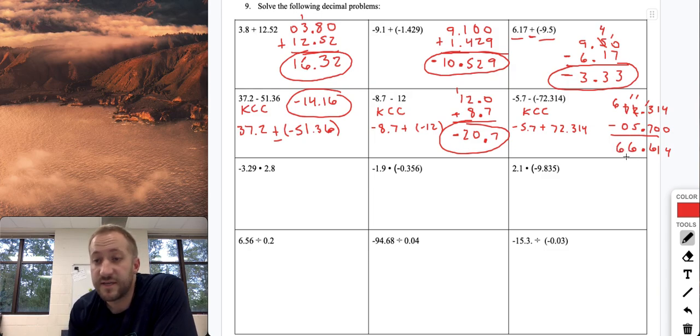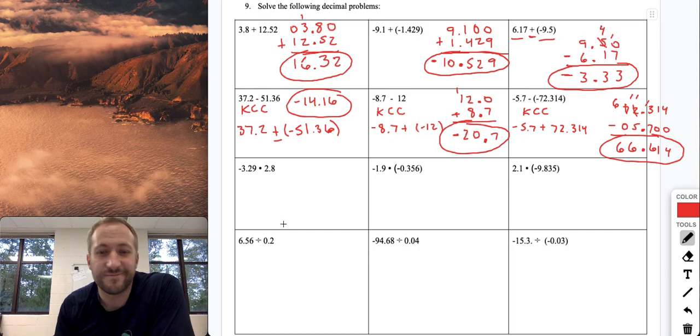So I'm left with 66.614. And is my answer positive or negative? Let's see. It looks like I keep the sign of the larger, and that one's going to be a positive here. So 66.614 is what I'm looking for there. Let's look at this one.